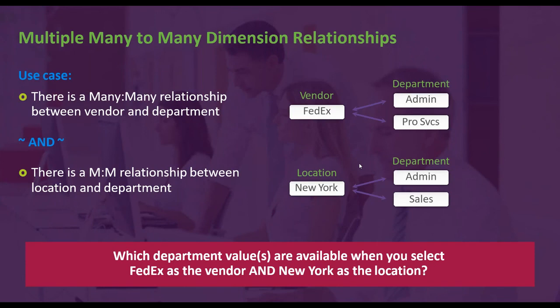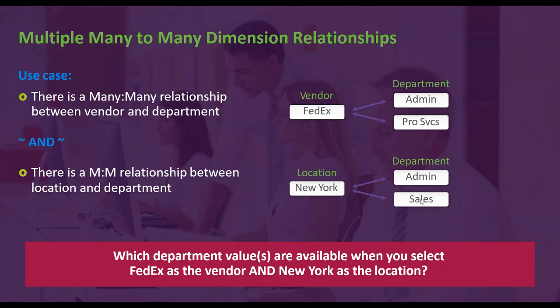Okay, here is an example of where we have many-to-manys, and in this particular case, for the vendor, we have admin and pro services, but then we've also coded the dimension for location to support many-to-many with admin and sales. So when we do this data entry, if we started a purchase order and keyed in FedEx, it would want to give us a choice of admin or professional services, but as soon as we move down to the location field, it would then want to offer us choices of admin or sales.